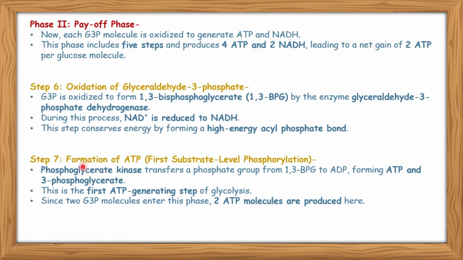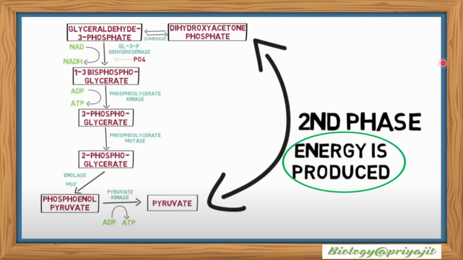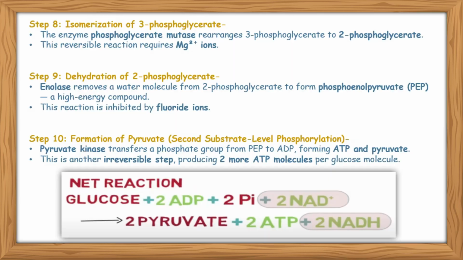What happens in the next step? That is the formation of ATP. First substrate level phosphorylation occurs in this step. So phosphoglycerate kinase transfers a phosphate group from 1,3-BPG to ADP, forming ATP and 3-phosphoglycerate. This is the first ATP generating step of glycolysis. Since two G3P molecules enter this phase, two ATP molecules are produced here. So this is the second phase or the payoff phase where energy is produced.